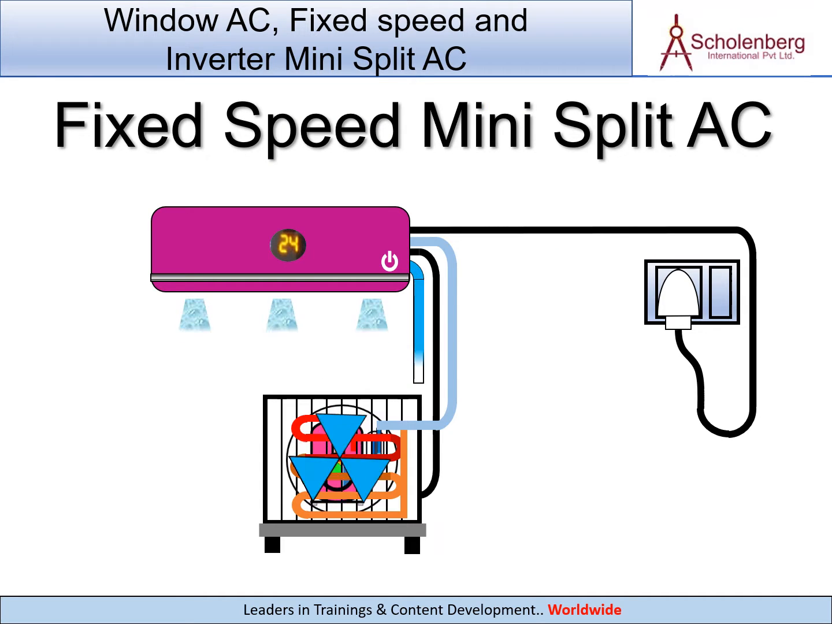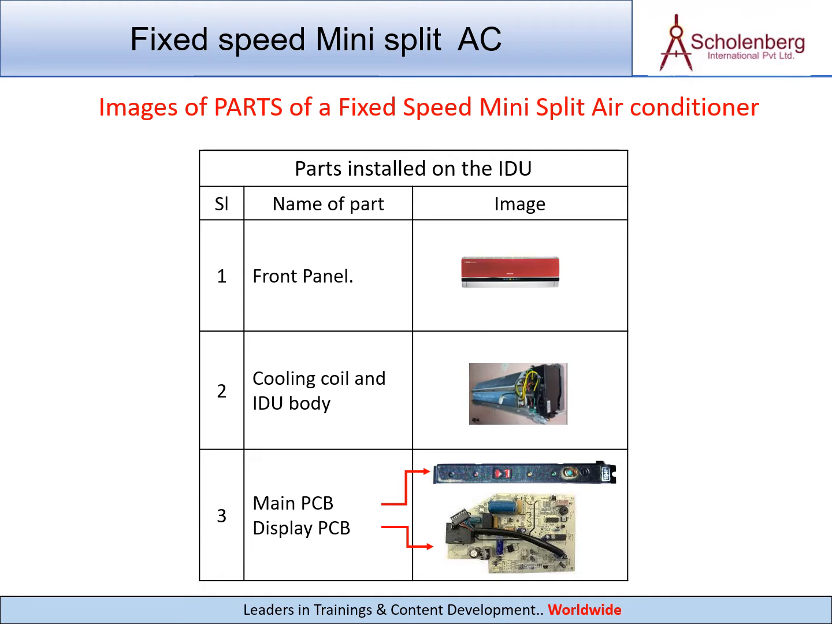Fixed speed mini split AC. Images of parts of a fixed speed mini split air conditioner. Parts installed on the IDU. Serial. Name of part. Image. 1. Front panel. 2. Cooling coil and IDU body. 3. Main PCB and display PCB.